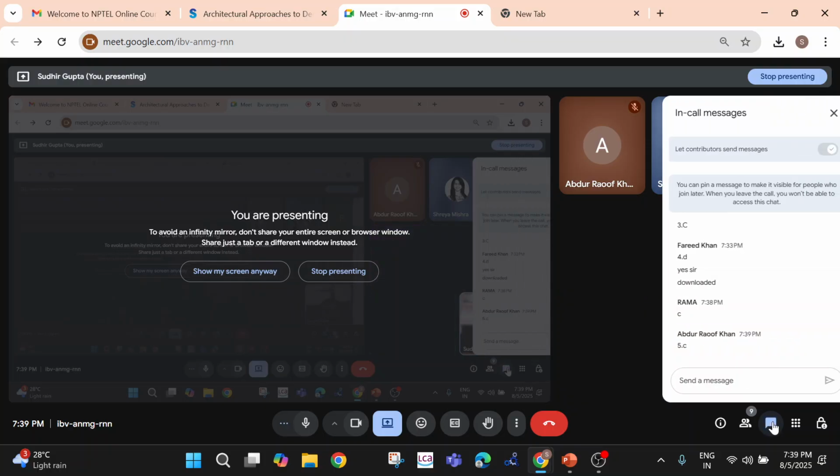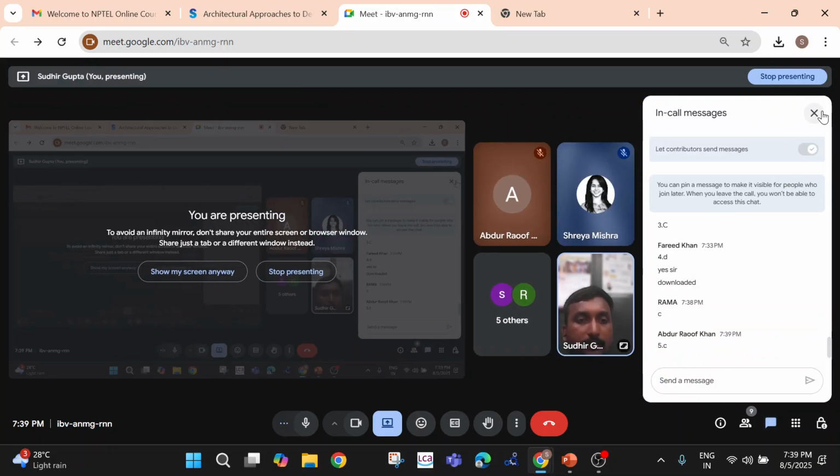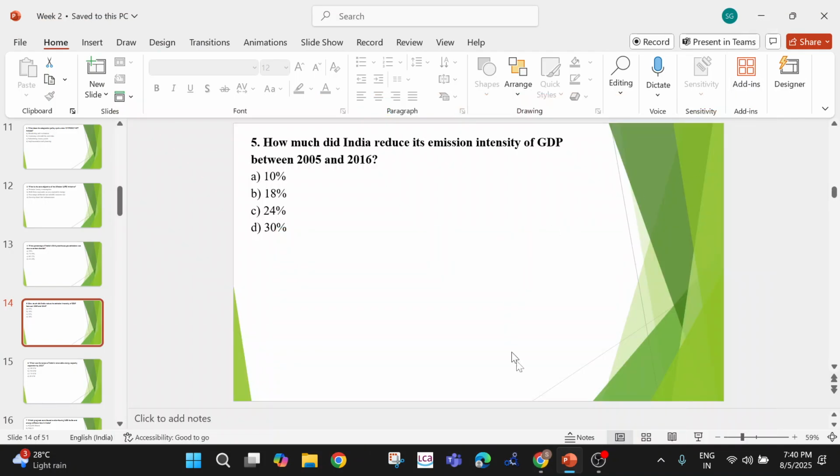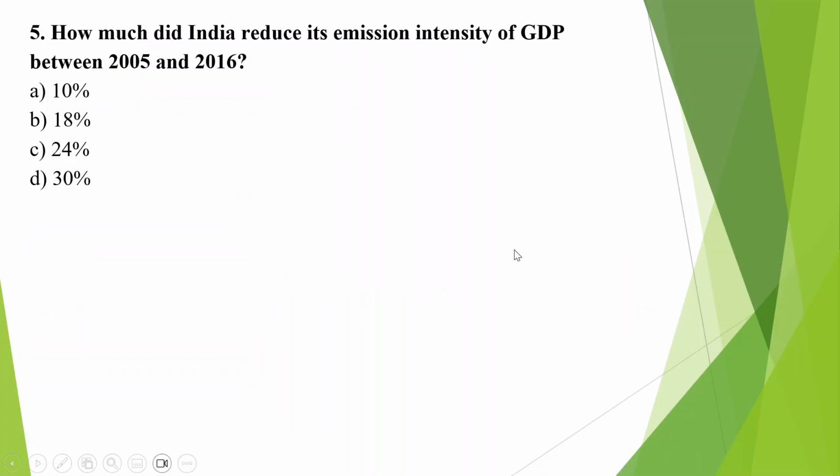As I can see, two of you have given the answer and kept your point of view for this question number fifth, and I will tell that both of you have given the correct answer. It is 24%. India reduced its emission intensity of GDP by 24% between 2005 and 2016, which was mentioned in lecture second of week 2.